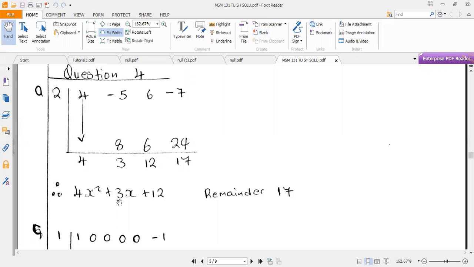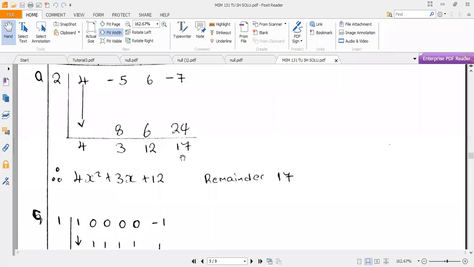Sir, does it mean the one that becomes the remainder is the one without the x value, the one that is at the end? No, down here, when you find these values that are down, the last number is your remainder. Oh, all right.